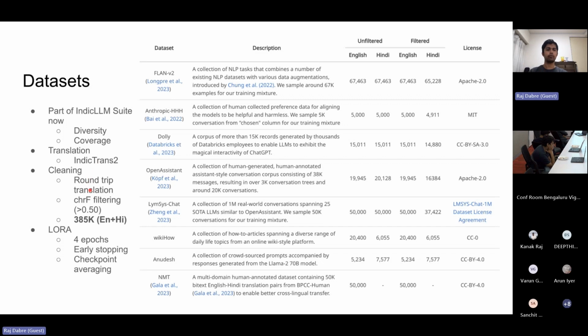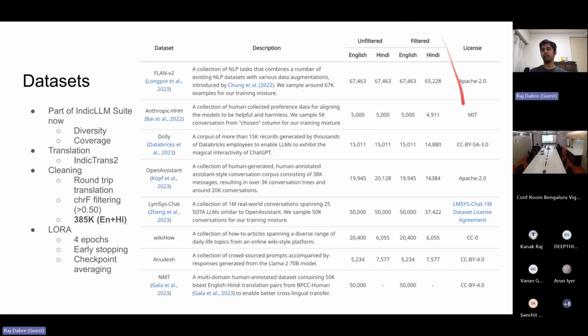So we did what is called round trip translation, which means we translated from English to Hindi and then from Hindi back to English. And we compared the chrF between the output and the original input. We removed any data which had a chrF less than 50. So anything greater than 0.5, we kept and considered as reliable data.